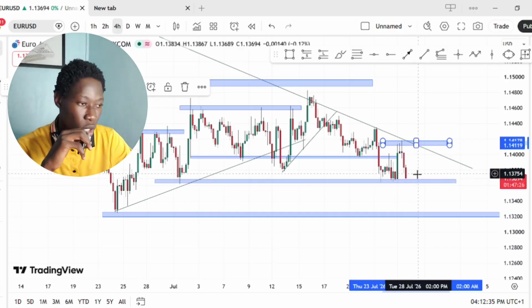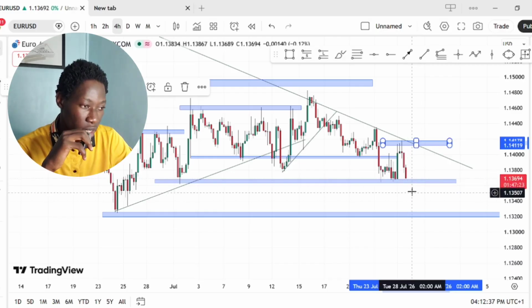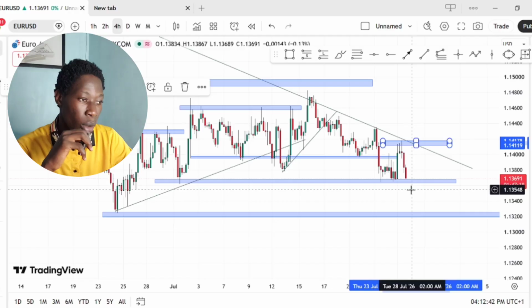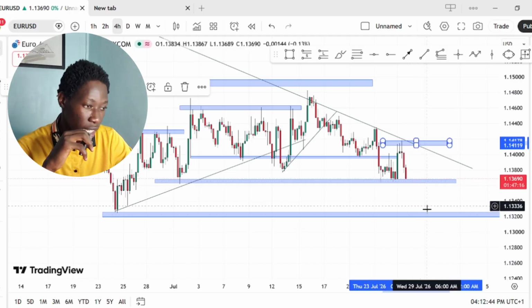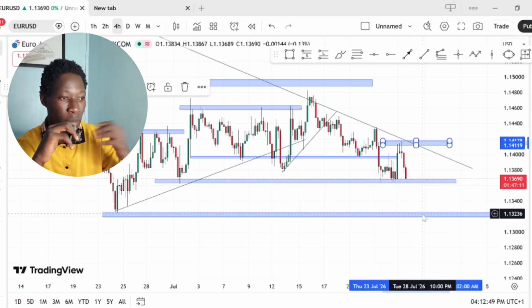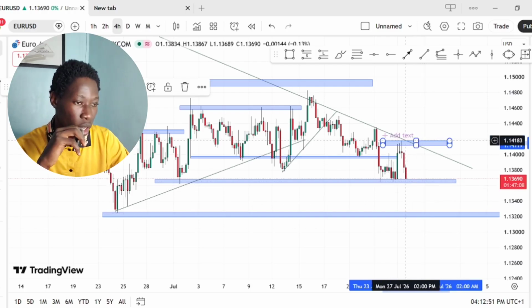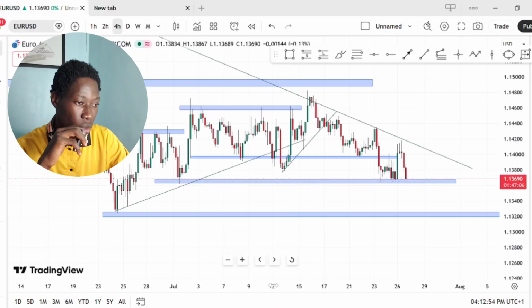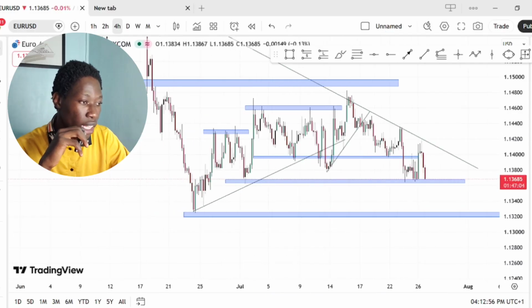If you understand market structure, so around this level, it breaks. If it breaks this level, go down on your 15 minutes, look for the retracement and start selling down to this particular level, right? So that is what I feel. That's my own take on this particular market, right? So yeah.